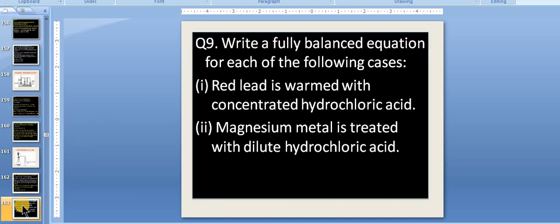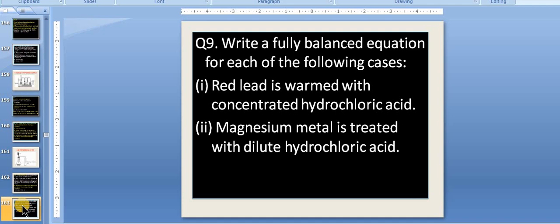Okay, so this is the next question. Write a fully balanced chemical equation, red lead. Now can I get the answer? What is the formula of red lead? Pb3O4. Very nice Bhargav. Pb3O4.